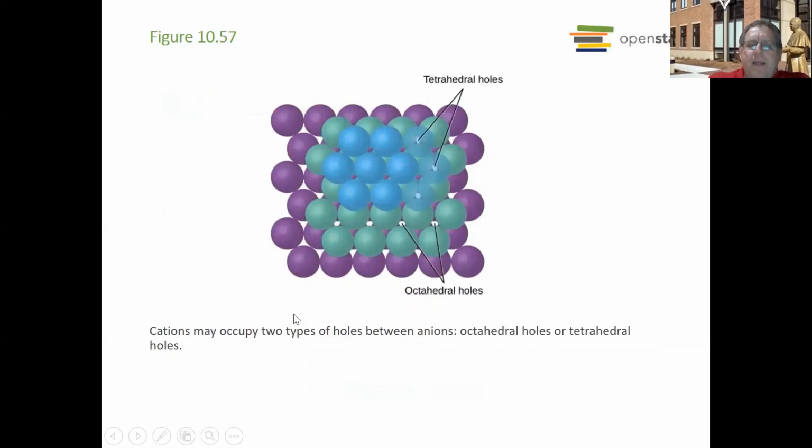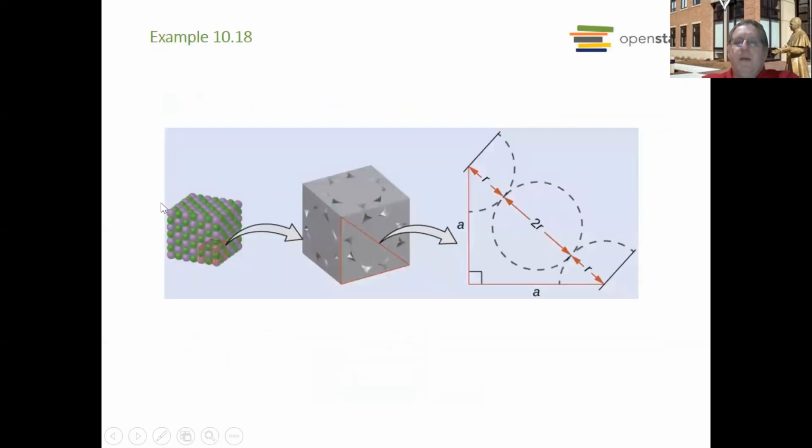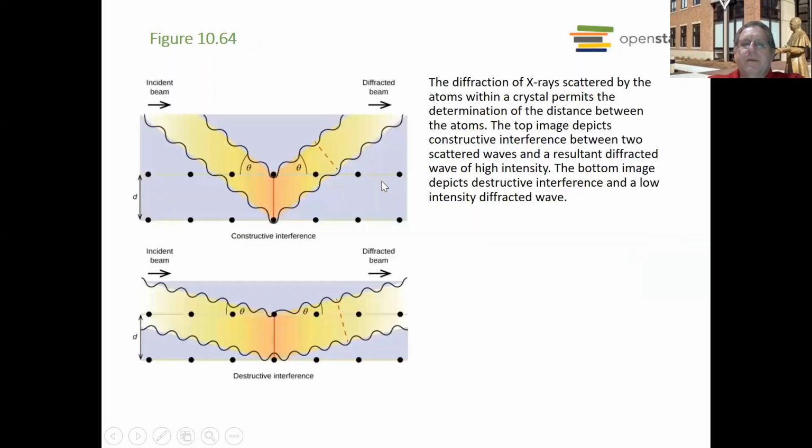Okay. Now, cations can occupy 2 types of holes, either octahedral holes or tetrahedral holes. And those are going to give different properties to the solid. Okay. Again, the body-centered, here is the face-centered. We have 2 radii that is across there. Body-centered, the diagonal is going to be 4 radii.